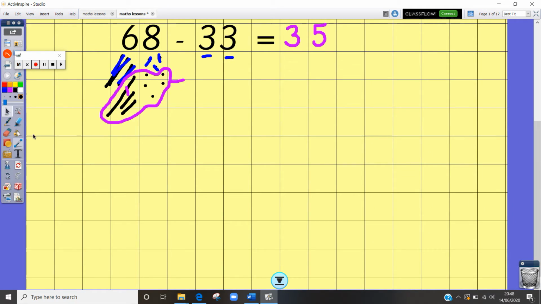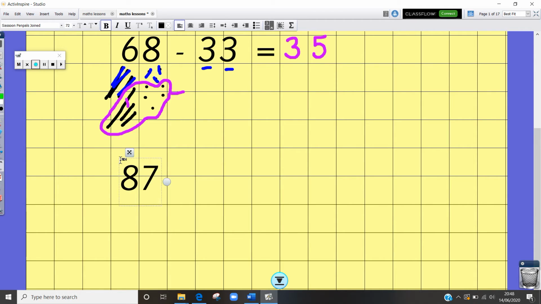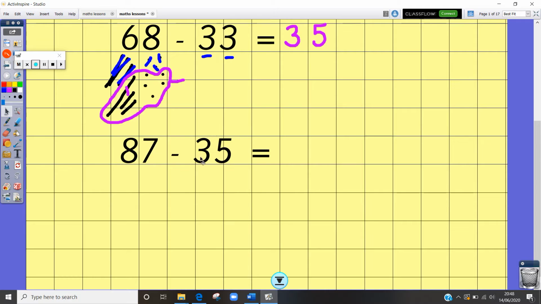So I'm just going to make my board a bit longer. So let's do this time 87 subtract 35. So pause the video now and have a go at answering that calculation, and then pop back onto the video and see if you've got the right answer.